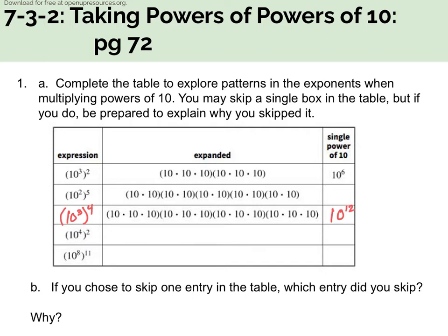Sorry, I started with the wrong one. Let's go back up here. 10 to the 2nd, and then 5 tens. 10 to the 2nd, 2, 3, 4, 5. We know it's 10 that's repeating over and over again. And then how many tens do I have repeated over and over again? To the 10th.